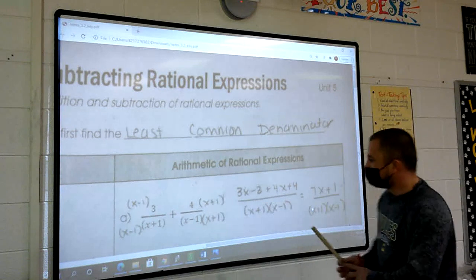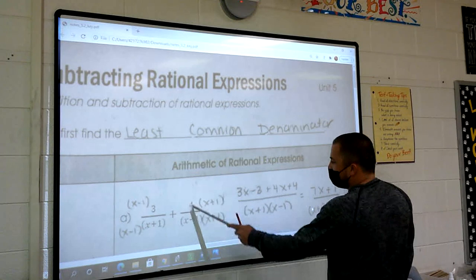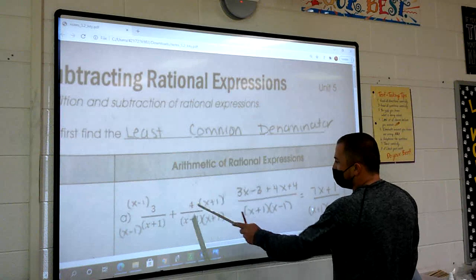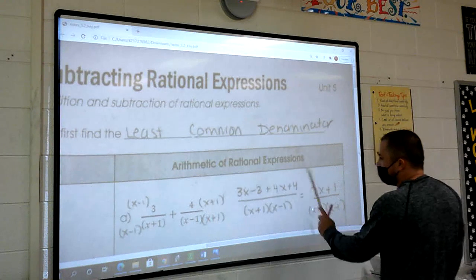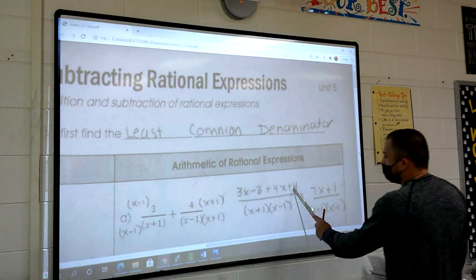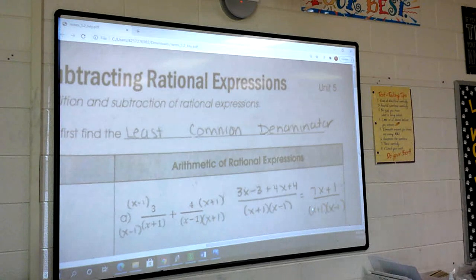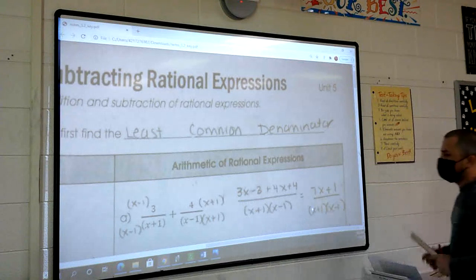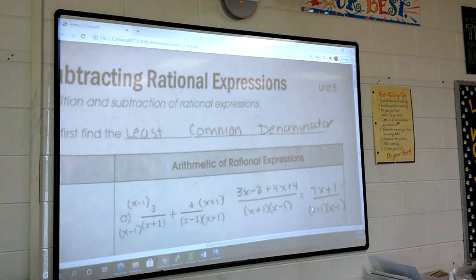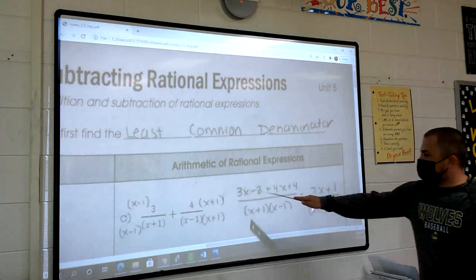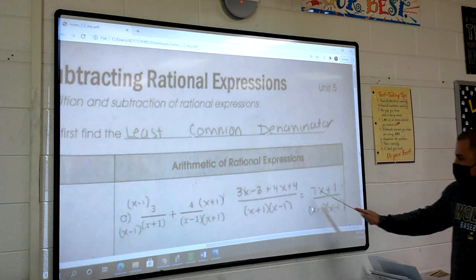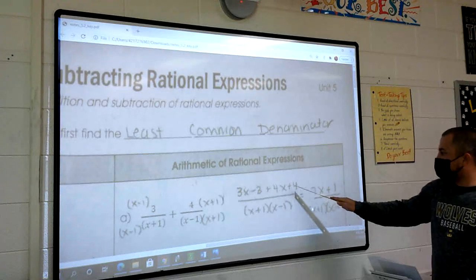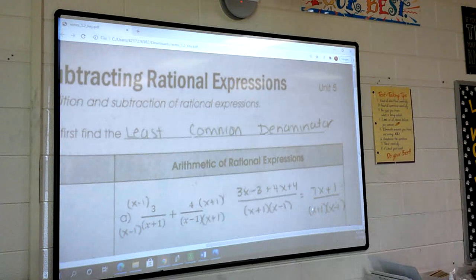Plus, this second fraction had the x minus 1, so we're going to multiply it by x plus 1. 4 times x is 4x, and 4 times 1 is 4. So we have 3x minus 3 plus 4x plus 4. That's the top of our fraction, and that's over the x plus 1, x minus 1. So now we want to simplify it the best we can. 3x plus 4x gives me 7x, and negative 3 plus 4 gives me positive 1, and that's all I got to do. I'm done. Okay.